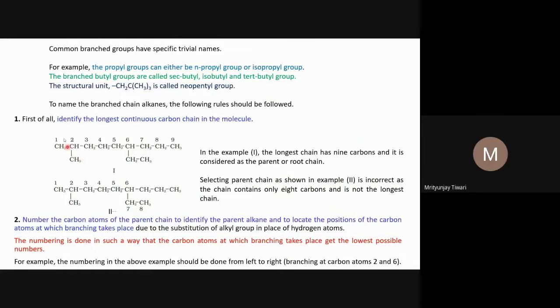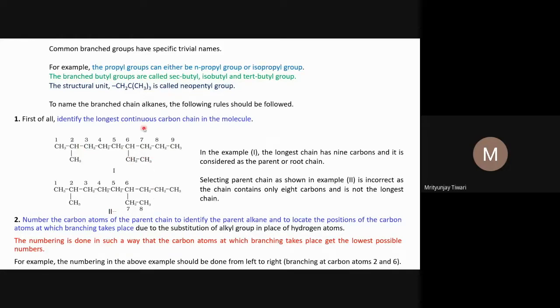What can we do? We can also go from here. So 1, 2, 3, 4, 5, 6, 7, 8, 9. Even if you go from here, the number of carbon atoms in the longest chain is still the same, and what we see, the branching is still at the second position. So either you go from one direction or the other, there is no difference. Those two things will be identical, so there is no difference between them. Now the next rule is numbering.